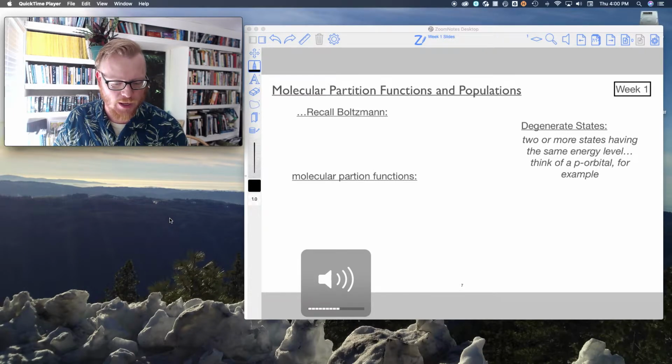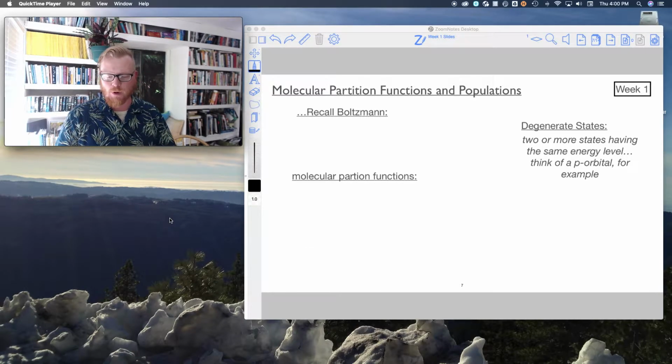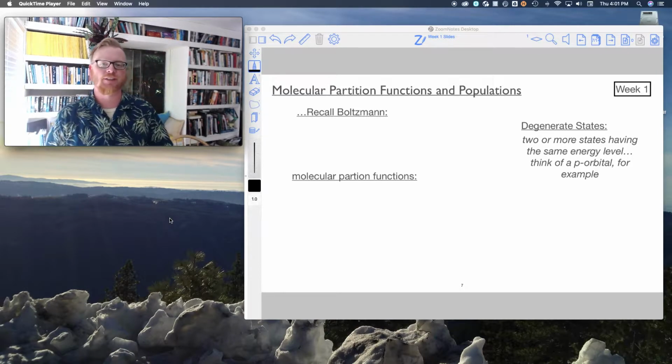Let's do it. Okay, so let's just pick up right where we left off, shall we? We're going to get into molecular partition functions and more on this notion of populations of states. Molecular partition functions are useful equations that actually allow us to calculate the population of a state.